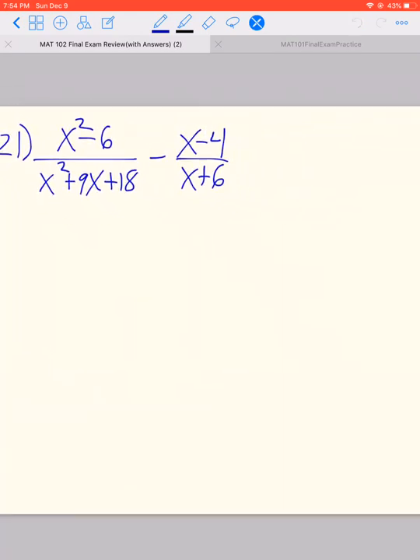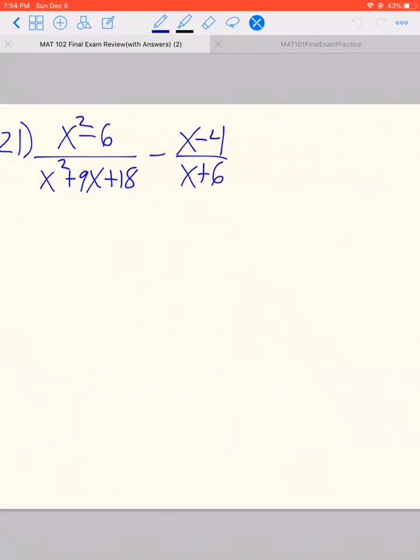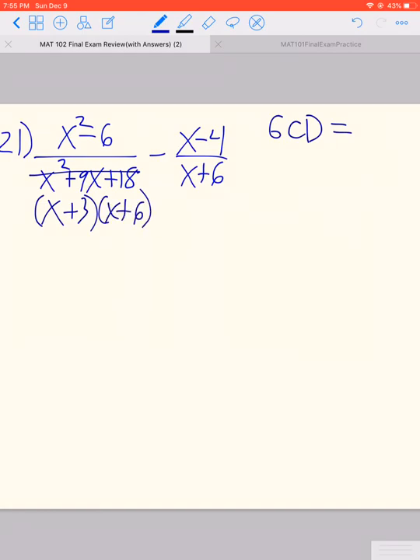Let's take a look at one more operation type problem. Here we want to subtract these two rational expressions. Again, first things first, we're going to have to find the GCD, and in order to locate that, we have to have all the denominators in factored form. This denominator here factors as x plus 3 times x plus 6. The GCD between x plus 3 times x plus 6 and x plus 6 is going to be x plus 3 times x plus 6.